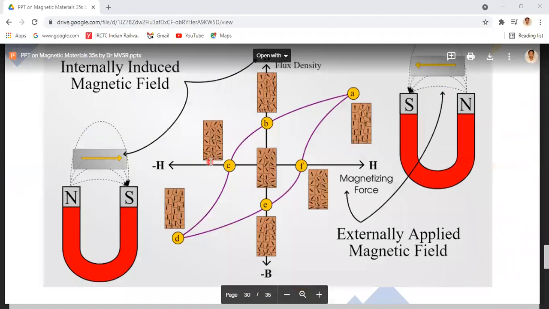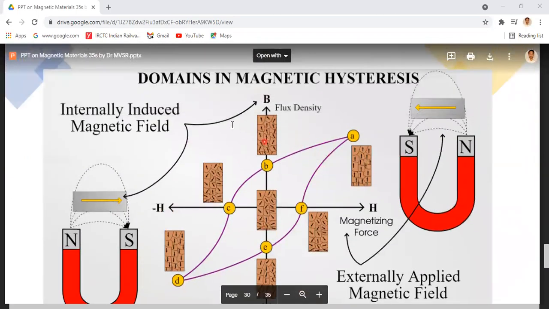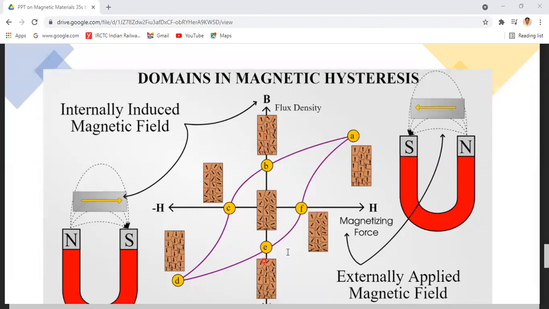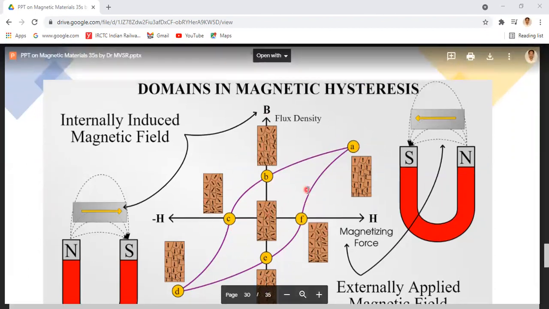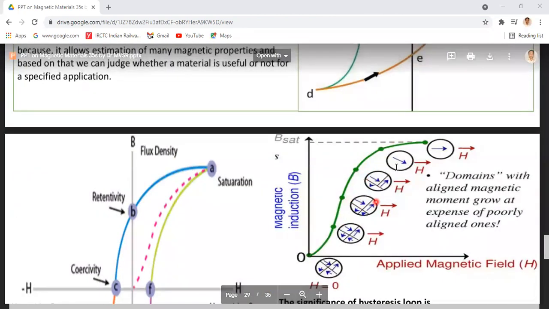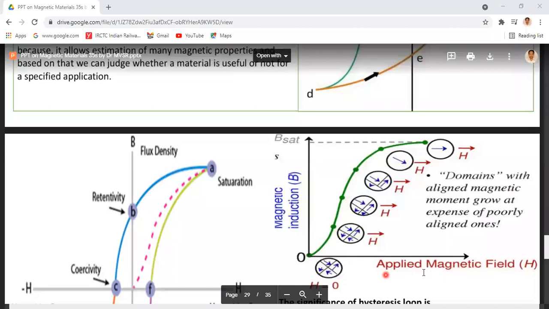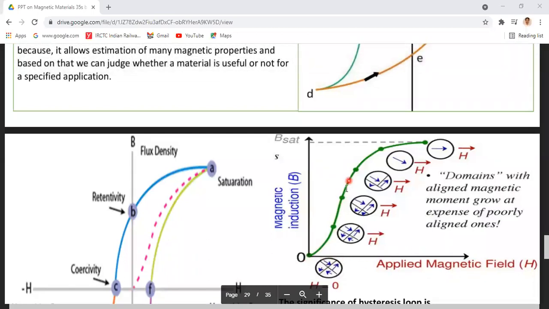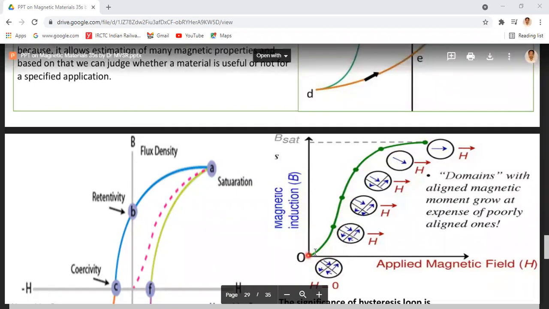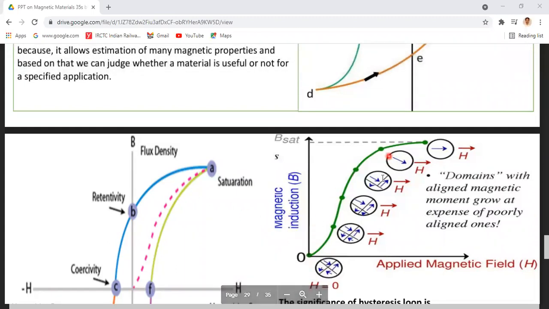In the same picture here, this is a macro picture showing how the domains are reoriented during the process of magnetization in the hysteresis process. This is a macro picture, and this is a micro picture. Whenever the applied magnetic field H is increased from zero to the maximum value, the magnetization of the material follows the path OA. During the path OA, the dipoles within each magnetic domain are reoriented according to the field. At this point O, H is equal to zero at the origin, and the dipoles within the domains are oriented in this way.